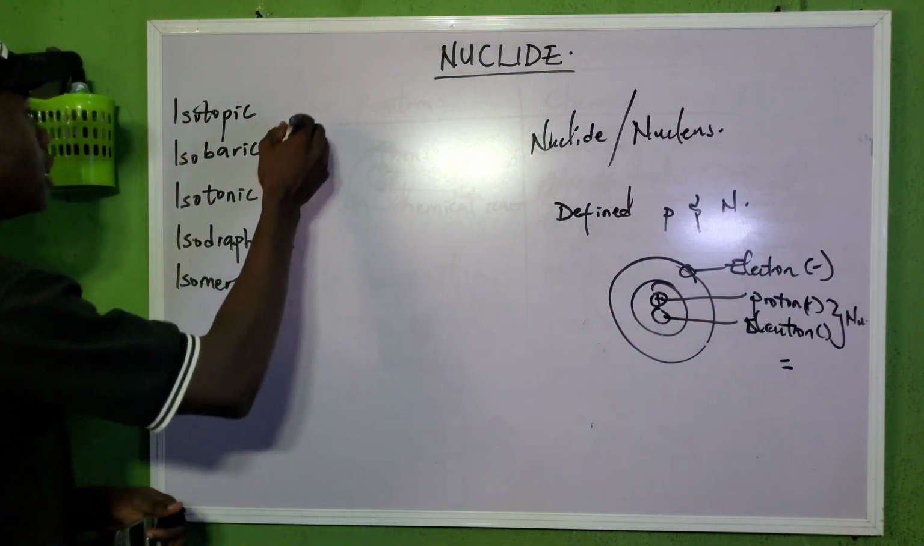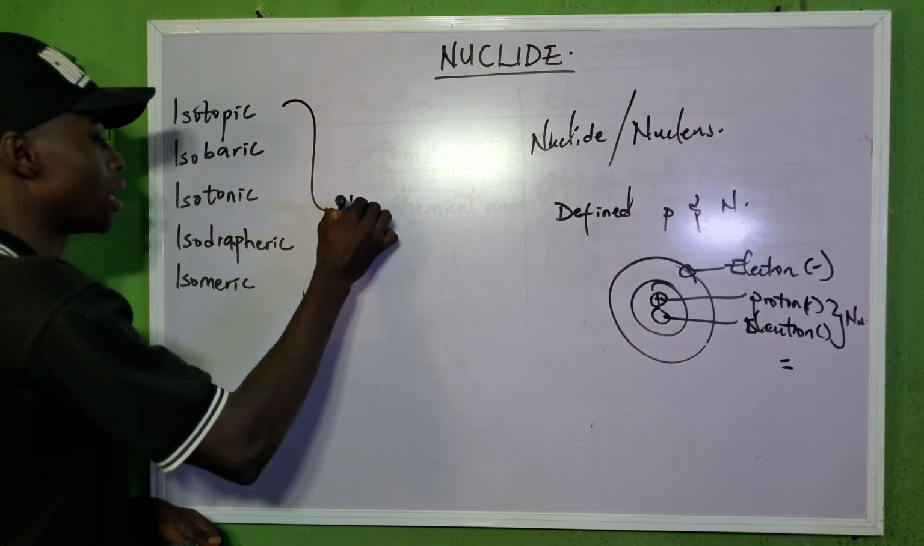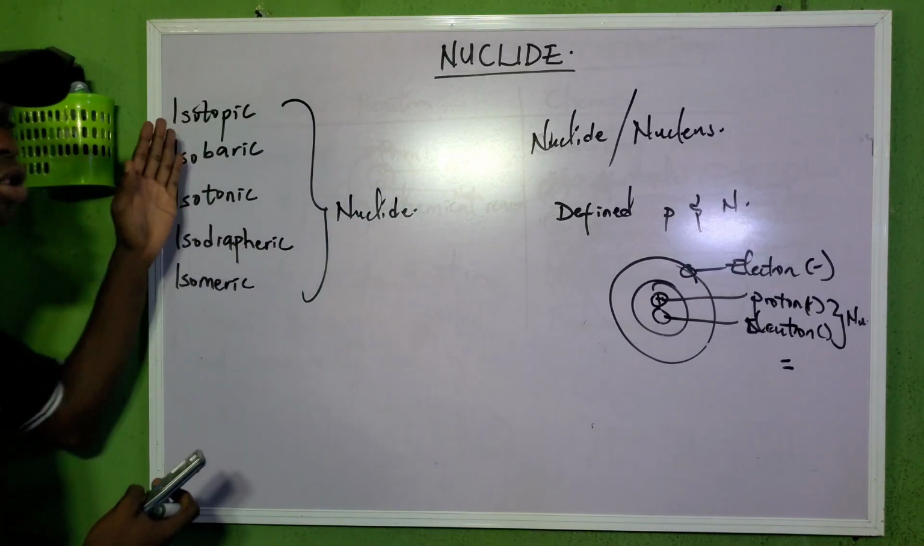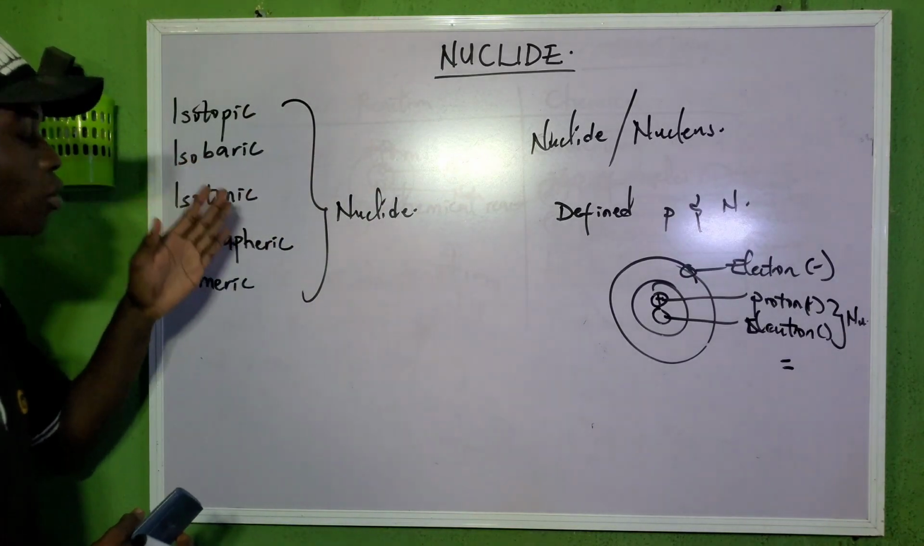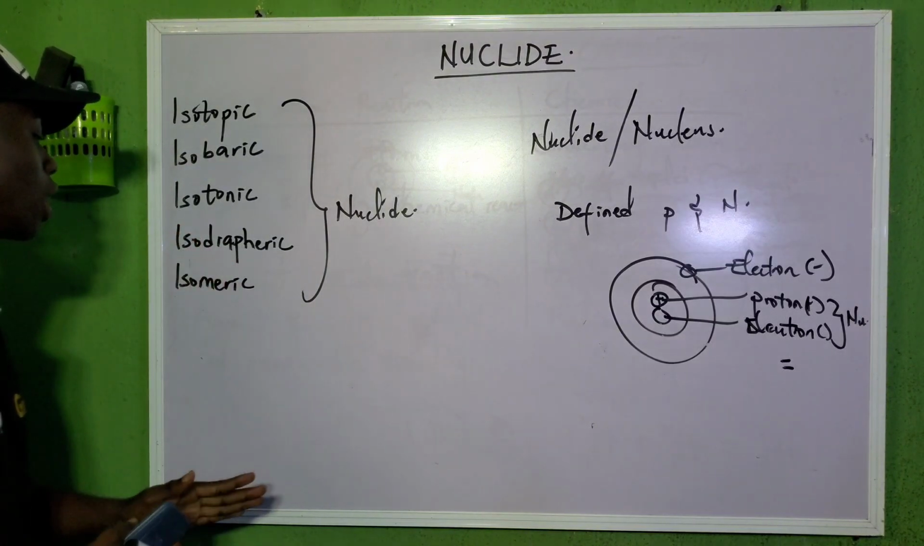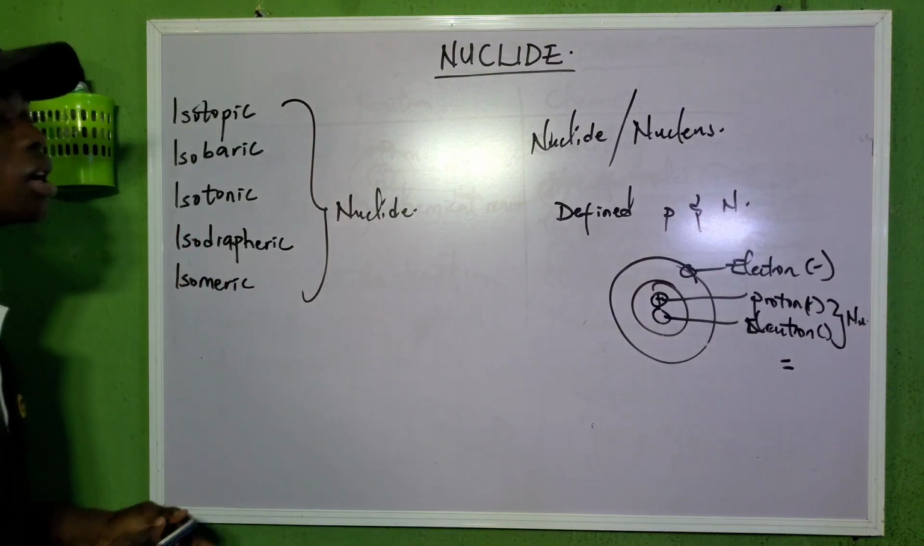So back to this. These are examples of nuclides, types of nuclide or types of nucleus. So we have the isotopic nuclide, the isobaric nuclide, the isotonic nuclide, the isodiapheric nuclide, and we have the isomeric nuclide.